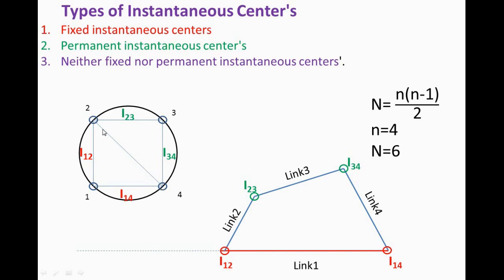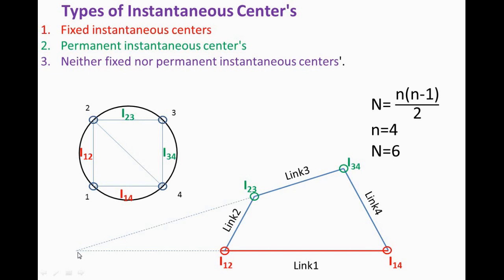Again, the same diagonal is shared by I23 and I34 for the right angle triangle 2, 3, 4. One side is I23 and the second side is I34. So I23 and I34, these are the 2 permanent instantaneous centers. So I'm going to draw a line towards the left side until it intersects the previous one. So let us draw a line. We need to just extend the line of link 3, the I23, I34 link, towards the left side. So let us extend. So somewhere here these two lines are intersecting.